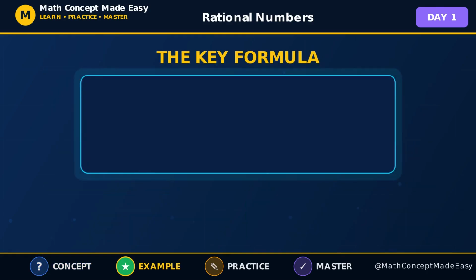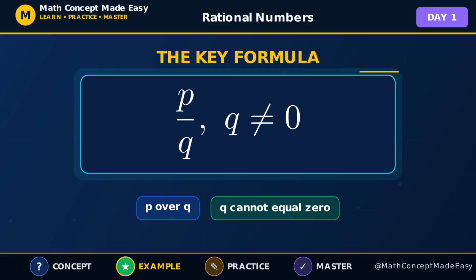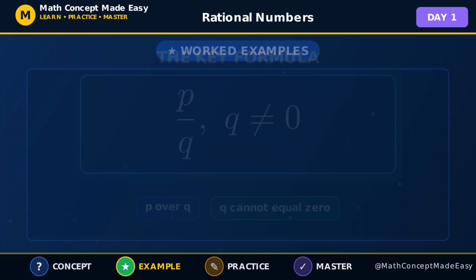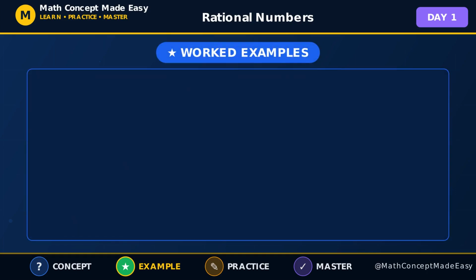Here is the key formula for rational numbers. The formula is P/Q, where Q cannot equal 0. Watch how each part appears as I say it. Do not just memorize the symbols, make sure you understand what each one represents, because that is what the exam really tests. Let us put this to work with real examples, one step at a time.